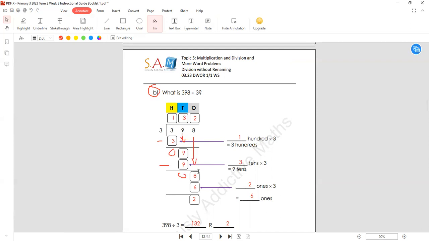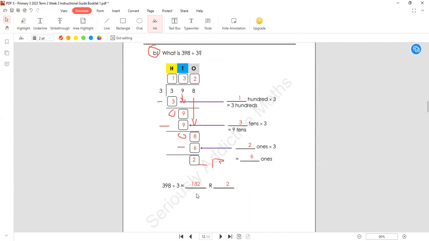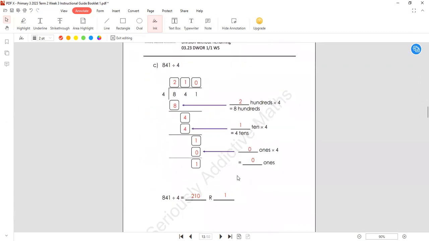And then write the 6, 3 times 2 equals 6. And then 8 minus 6 equals 2. And so that means there's a remainder. So remember to give them the right answer. The answer will be the quotient. Remember that this is the quotient from last lesson. So the quotient is 132. Remainder is 2. Do one more practice with them.